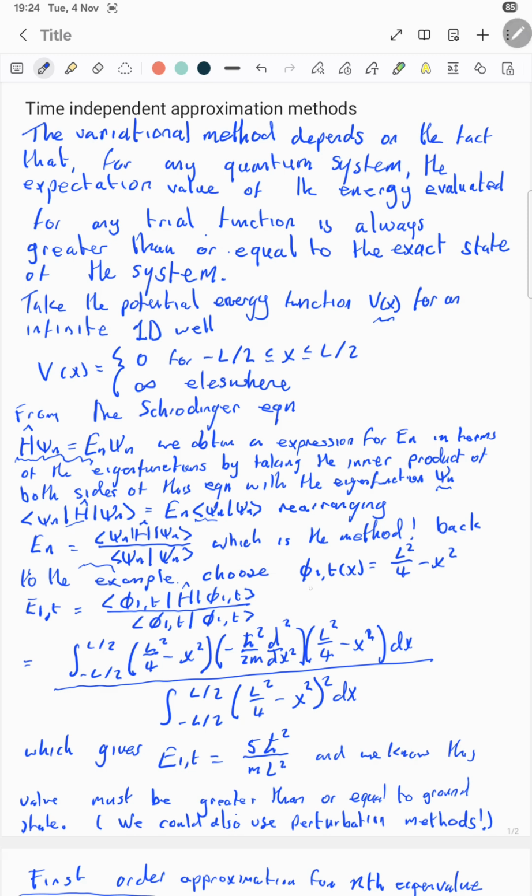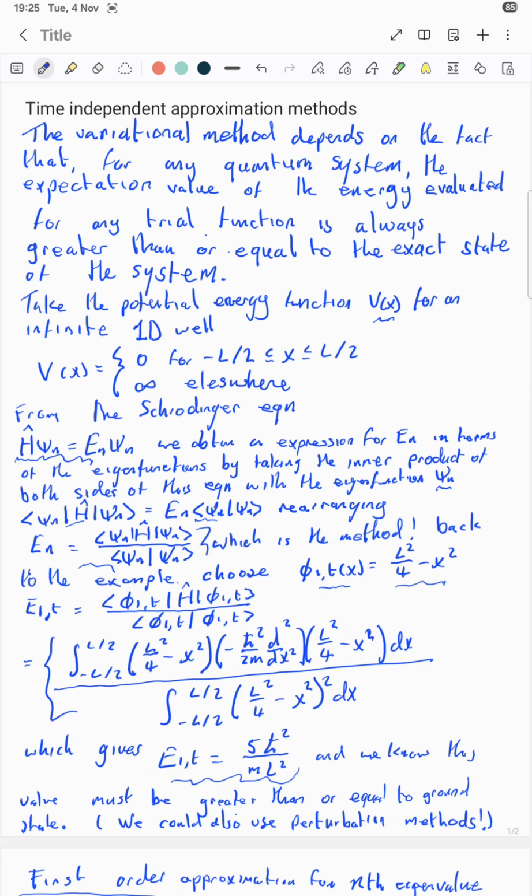Choose a psi of 1 equals L squared over 4 minus x squared. This is not normalized or anything, it's just an example, so it will suffice just to demonstrate. Plugging this into this formula here will give us this, which when solved will give us this as our energy state. And we know this value must be greater than or equal to the ground state.